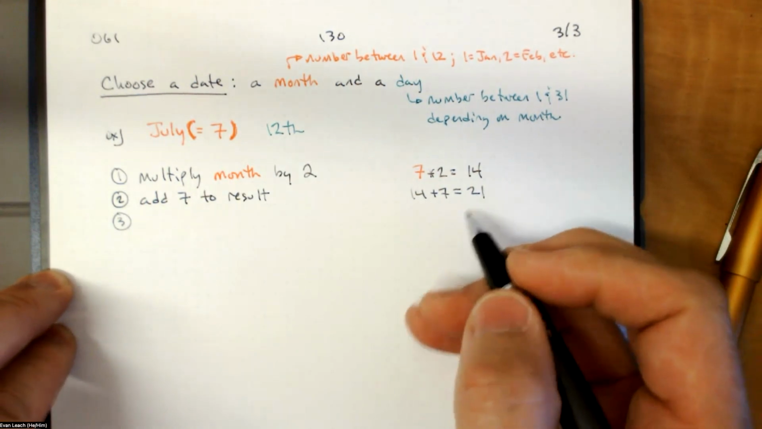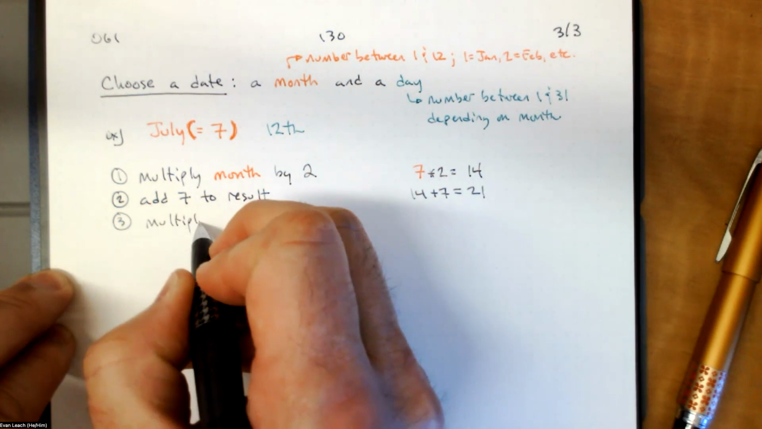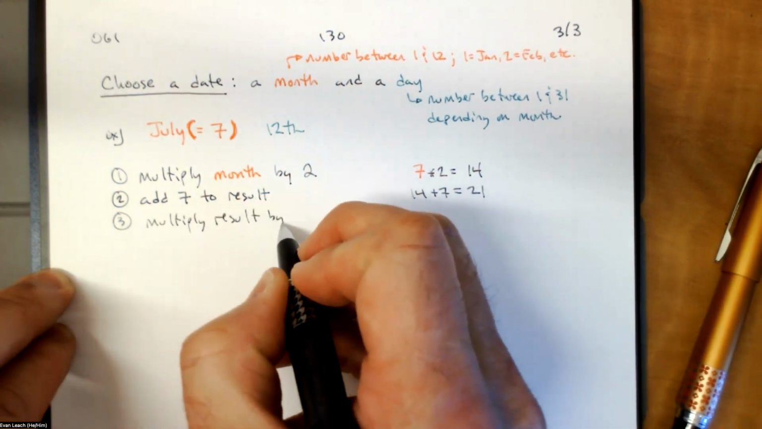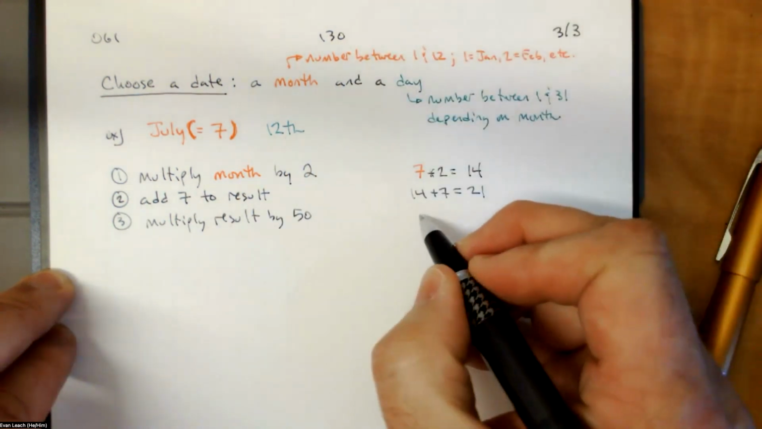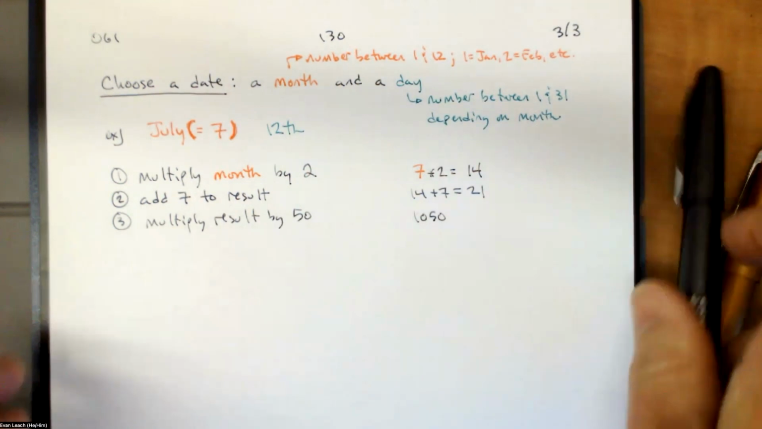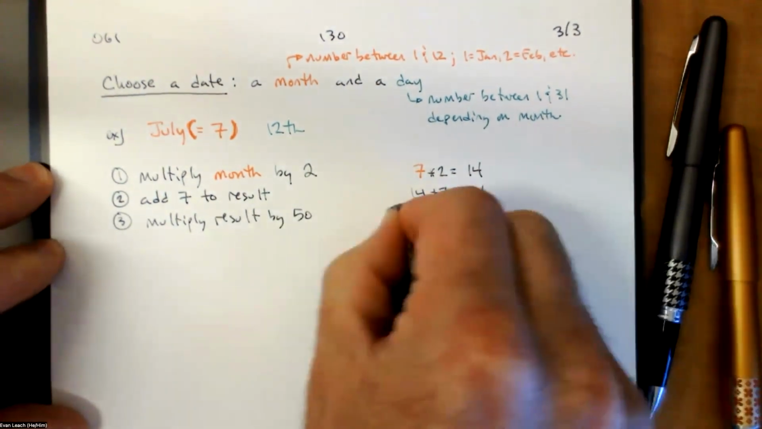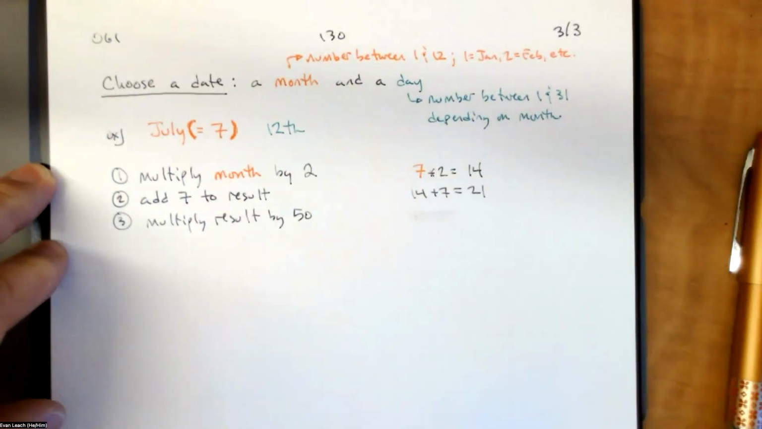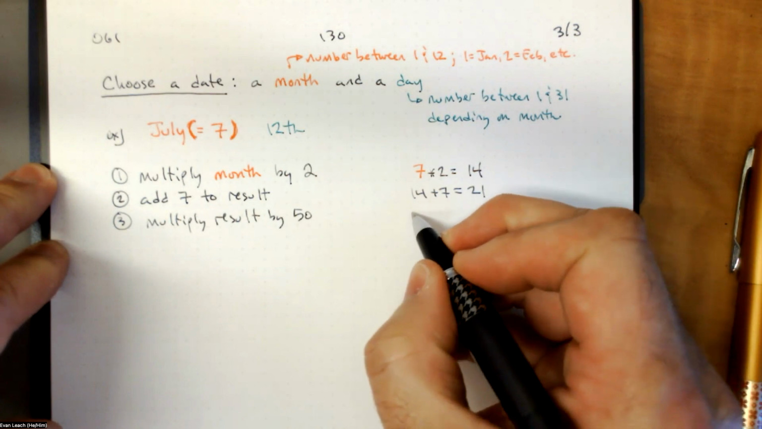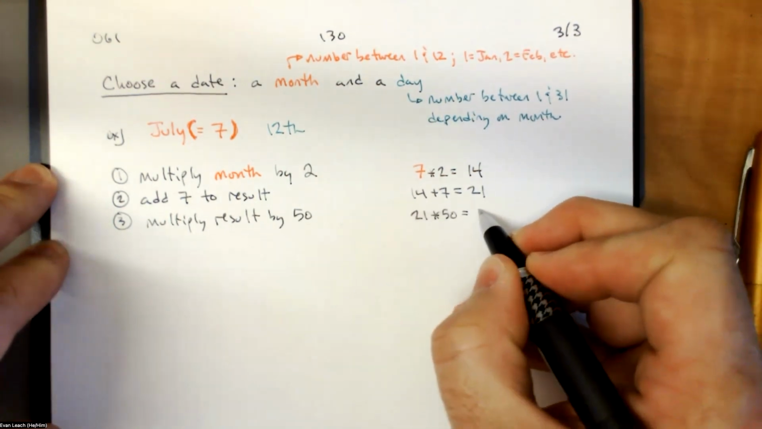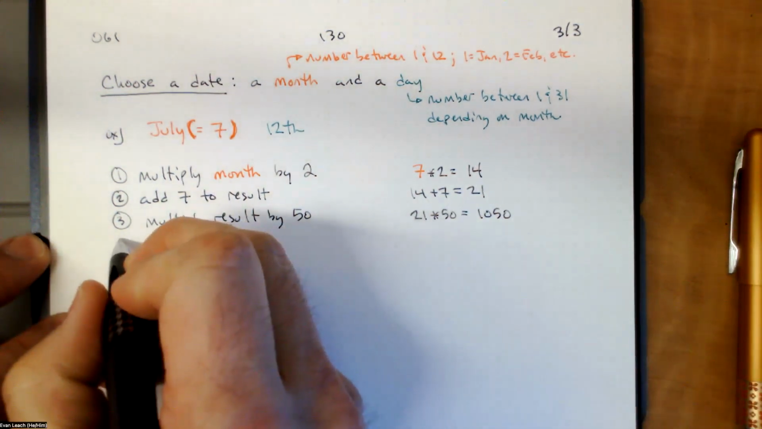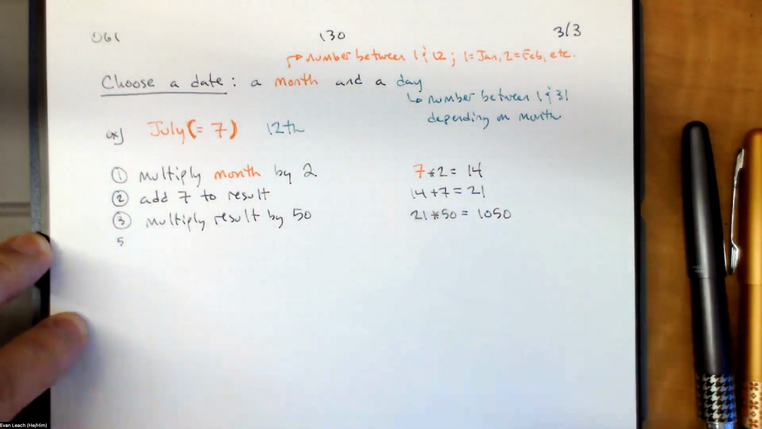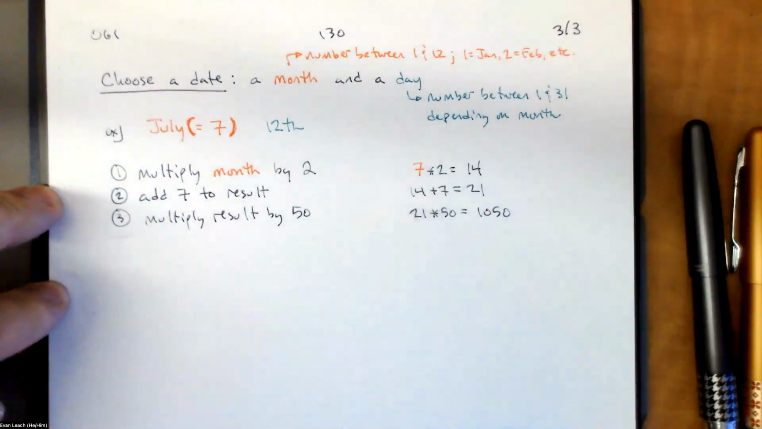Third step, multiply the result by 50. So I'm taking my 21 and multiplying by 50. So 1,050. Caught up? That was the big one, multiply by 50. Next step.